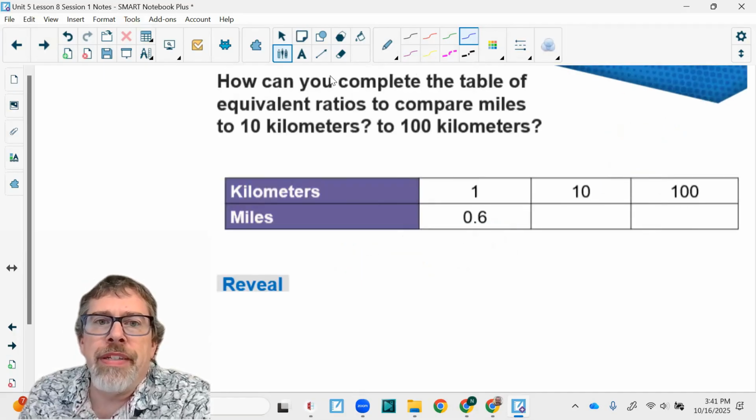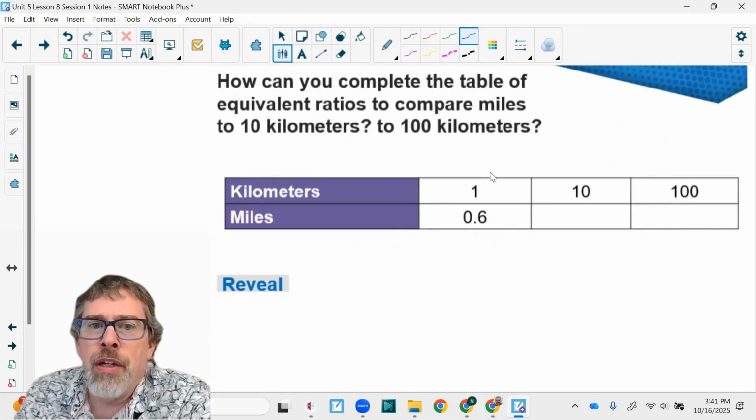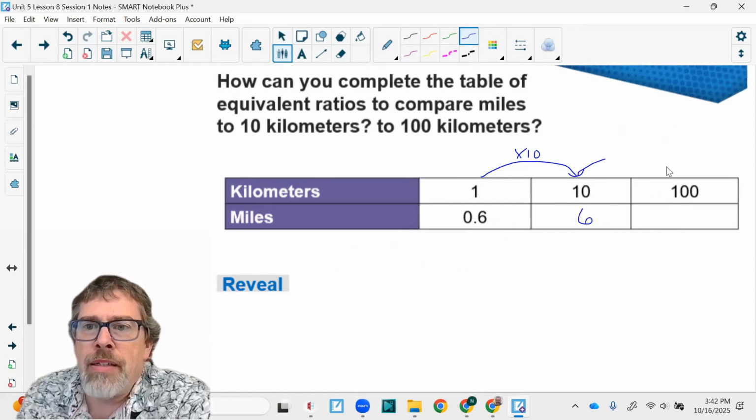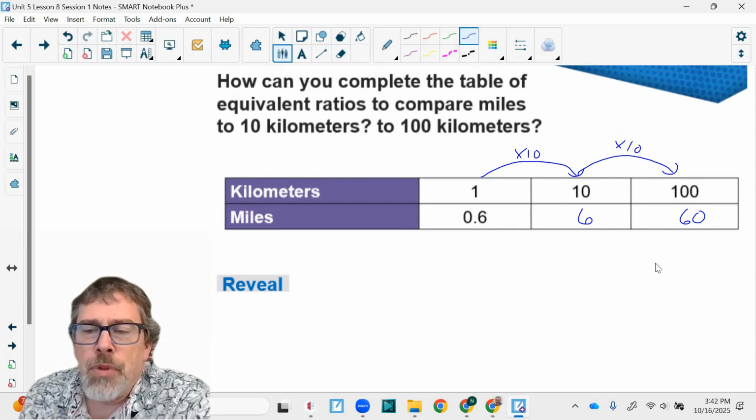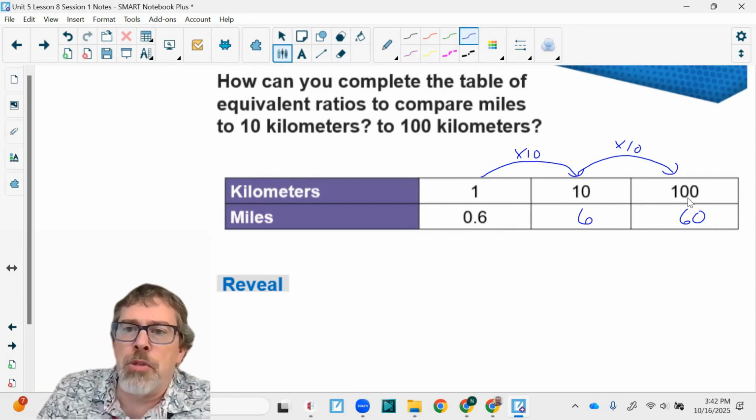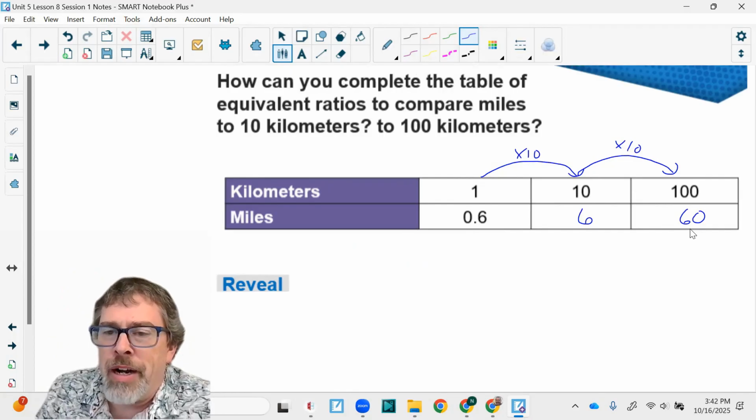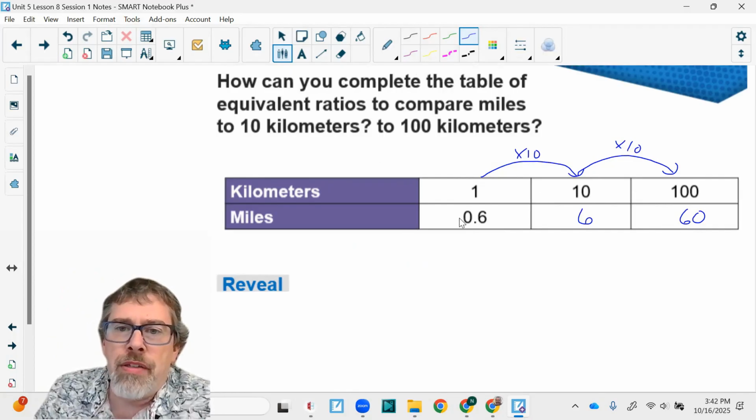So how can you complete the table of equivalent ratios to compare the miles to 10 kilometers to 100 kilometers? Well, kilometers going from 1 to 10 was a multiple of 10. We multiplied by 10. So if I multiply 0.6 times 10, I'm going to get 6. If I multiply 10 times 10, I'm going to get 100. So I'm multiplying by 10 again. So 6 times 10 is 60. Okay? So 100 kilometers per hour is approximately 60 miles per hour using this decimal approximation.